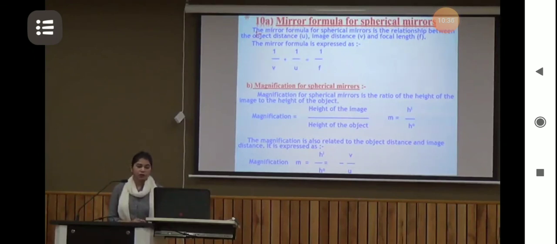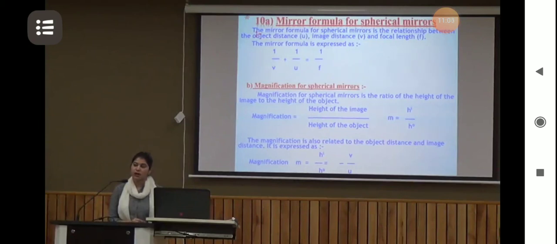Now, this is the mirror formula, and after this we also have a formula for magnification. What does the magnification represent? Magnification for spherical mirrors is the ratio of the height of the image to the height of the object. So this ratio, height of the image to height of the object, is defined as magnification, right? The magnification is also related to the object distance and the image distance. That means for magnification we have two formulas.